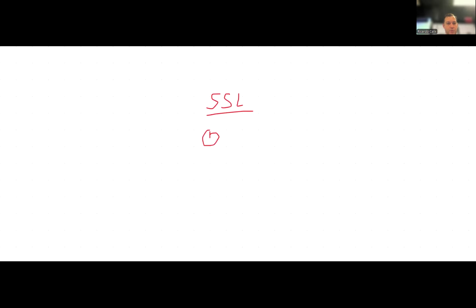This whiteboard used to work really well, but they changed it, and it doesn't write as well.